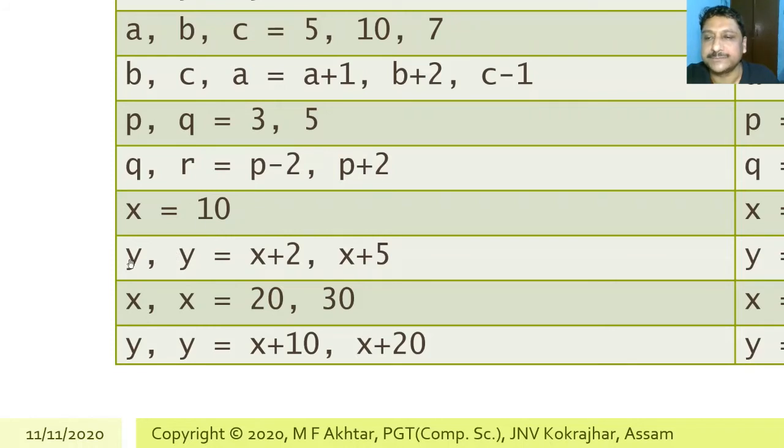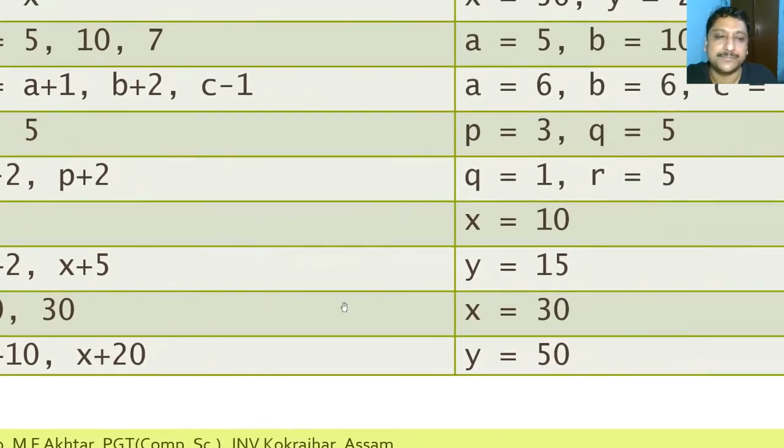Now here x equals 10, the value of x is 10. You understood here? Y comma y is given here equals x plus 2, then x plus 5. How is it possible? See, the value of y first will become x plus 2, that means 12, and next time the value of y will become x plus 5, that means 15. Now which value will be assigned to y? The next value will be assigned, y will become 15.